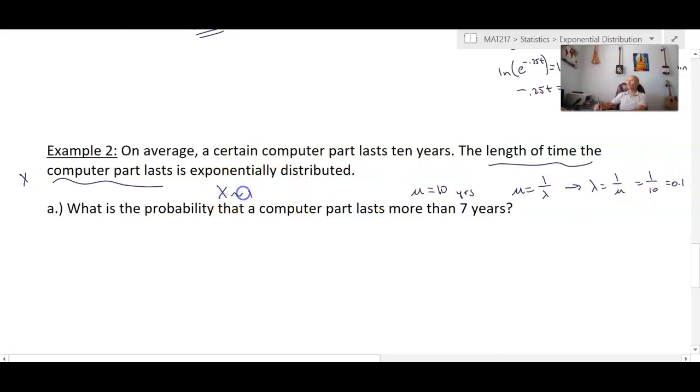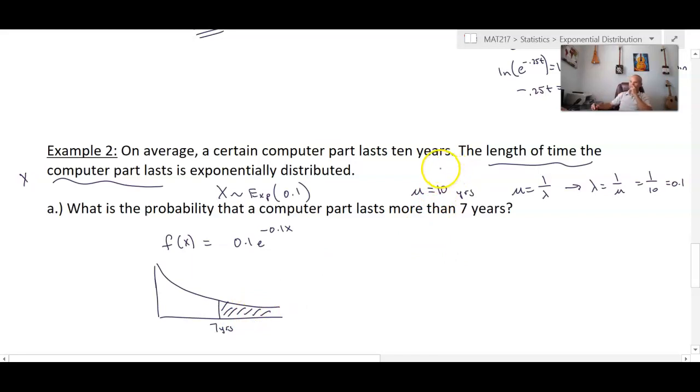So x is exponentially distributed with lambda 0.1. Well, that means that our density function is 0.1 e to the negative 0.1x. And in this case, we want to know what is the probability that a computer part lasts more than 7 years. So we'll just sketch our exponential distribution. And we'll say here is 7 years, and we want to know the area beyond that. So how are we going to do this?